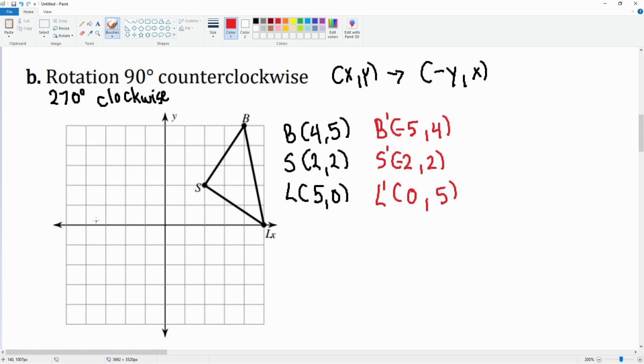So B is negative 5, so it's 1, 2, 3, 4, 5. 4, 1, 2, 3, 4. Okay. B prime. S is negative 2, 2. S prime, and then y, which is 0, comma 5, 0, 1, 2, 3, 4, 5. Okay, and then let's now connect it.